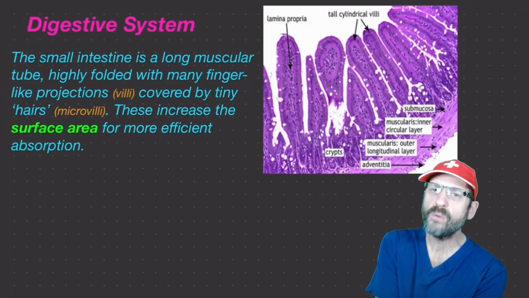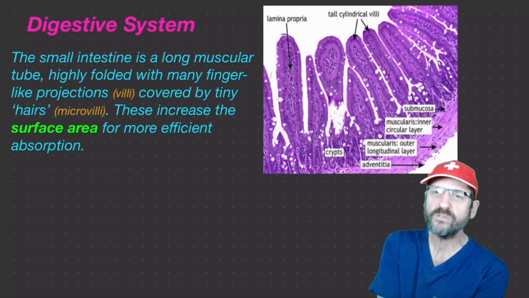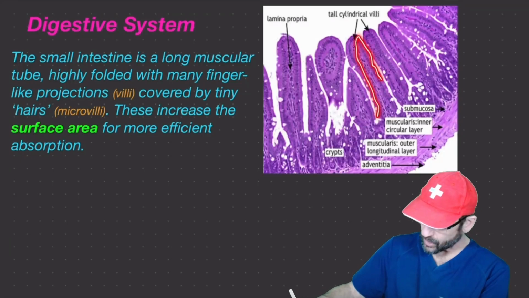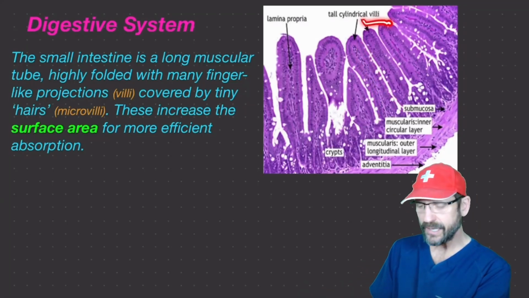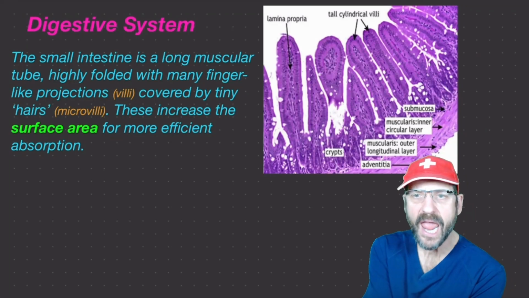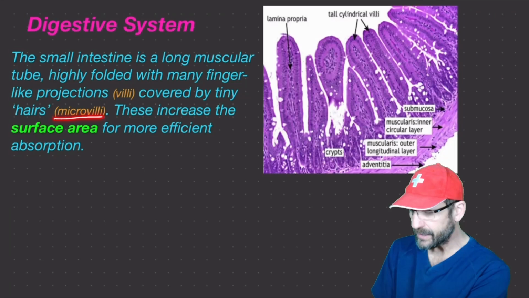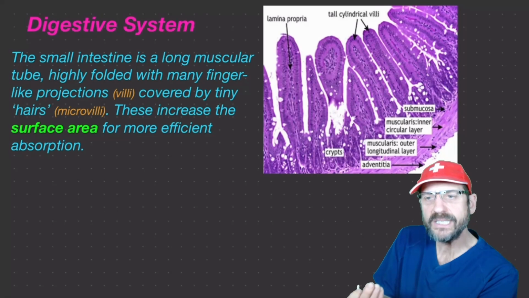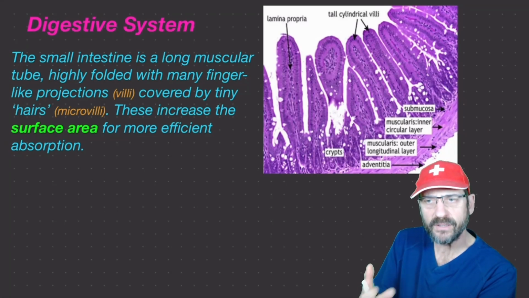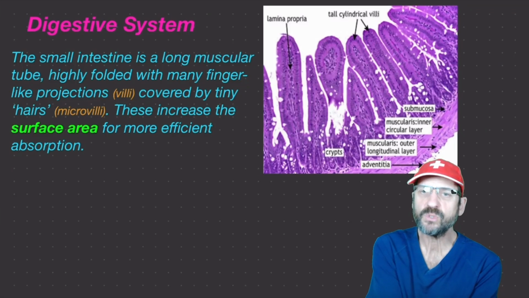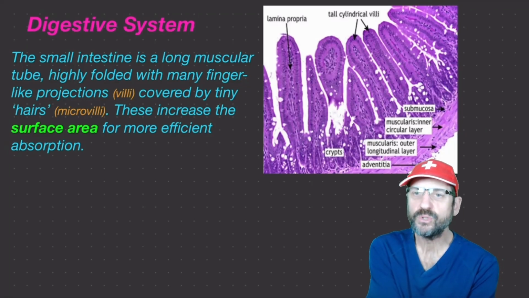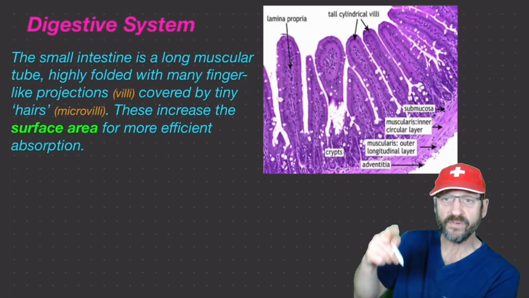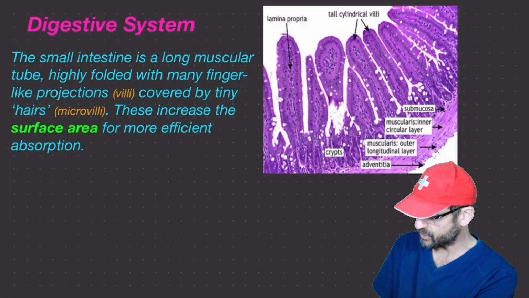The small intestine is a long muscular tube, and it's highly folded with many finger-like projections. You can see some of that right here, and we call these finger-like projections villi. They're covered by tiny hairs, and the tiny hairs we call microvilli. Together, the microvilli hold a lot of the enzymes. They call them the brush border enzymes that then digest the food into these small monomers that we can absorb. And having such a huge surface area helps the efficiency of the absorption, and the up and down of the villi and the microvilli enhance the surface area dramatically.